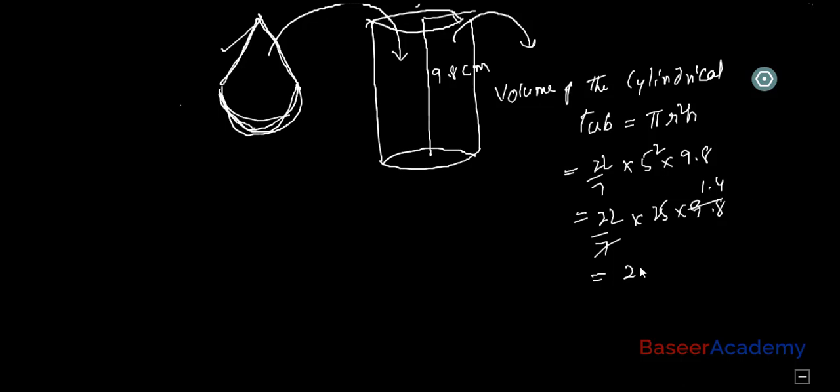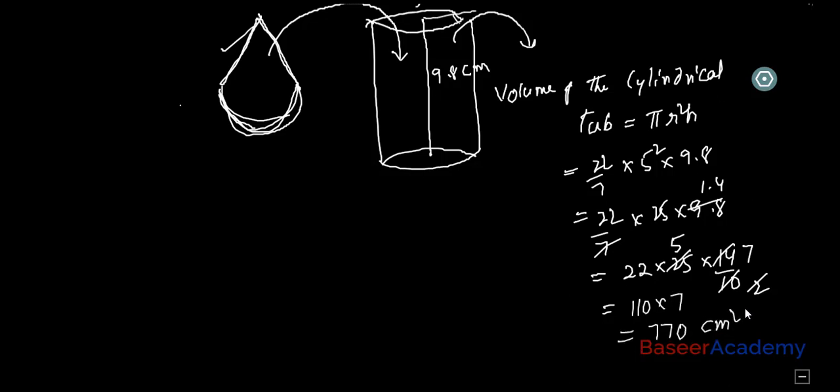This becomes 28. 7 4s are 28. For simplicity purpose, let me just convert this into a fraction. 1.4 I can write it as 14 by 10. 5 2s are 10, 22 into 5 is 110, 110 into 7 is 770, right? 110 into 7 will be 770. 770 centimeters cube. That is the volume of the cylindrical tub.